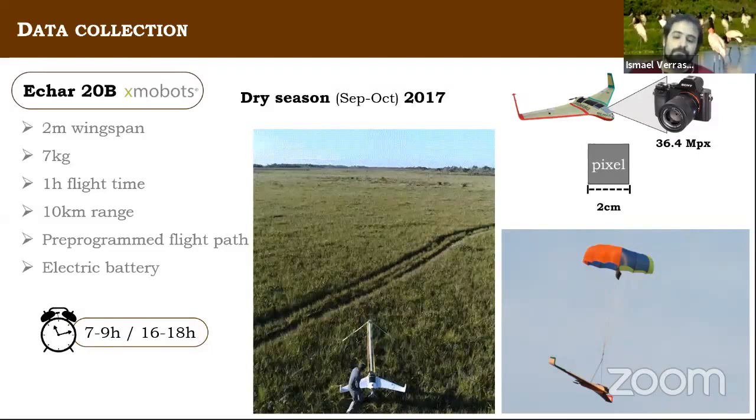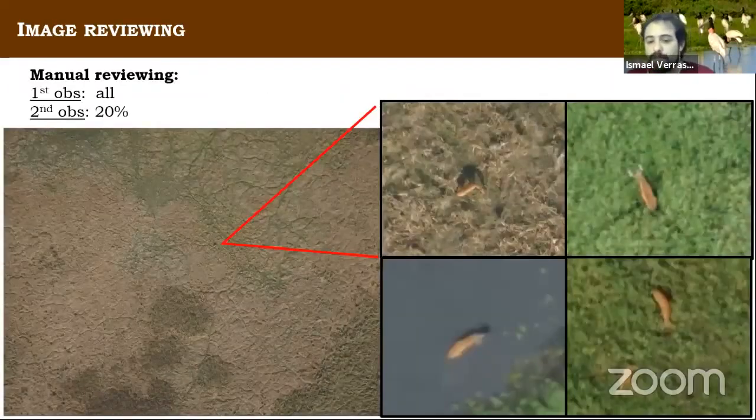So once we got the pictures, the first observer manually reviewed all the pictures of our image set, and the second observer only reviewed 20% of the image set. And this is how the deer appear in the images. Some examples.